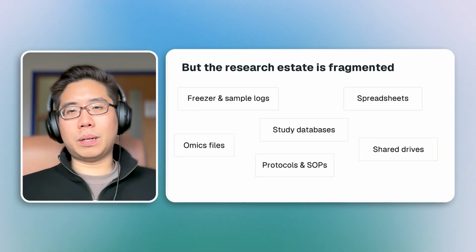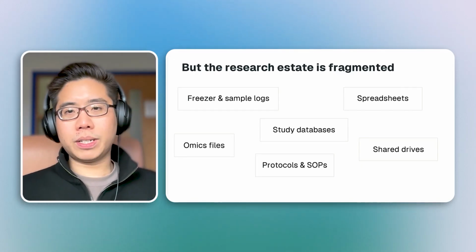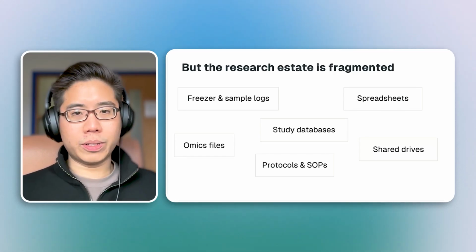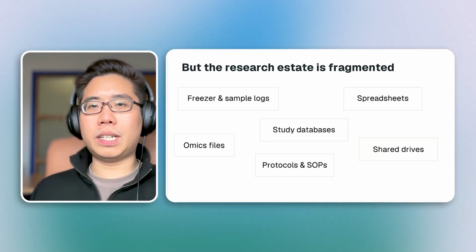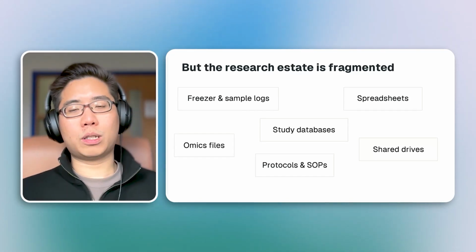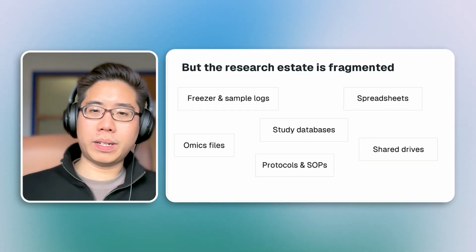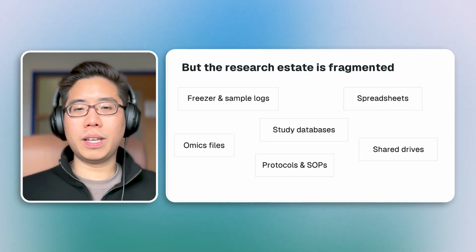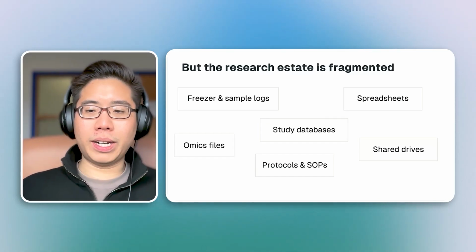The problem in practice that we see, though, is that the research estate is fragmented. Freezer and sample logs sit on different systems. Sometimes they're even on paper systems. We've got study databases, EHR exports, manually curated spreadsheets. Oftentimes, protocols and SOPs are on different shared drives, and omics files can come back from sequencing facilities in a variety of formats.